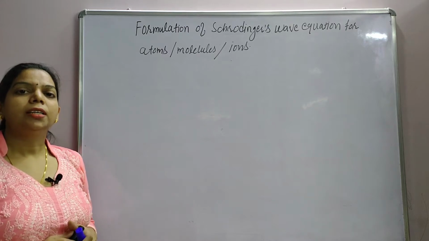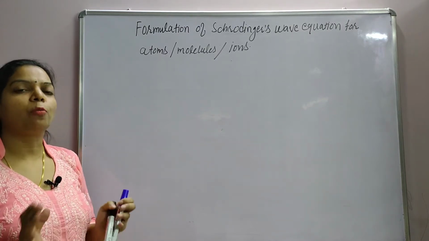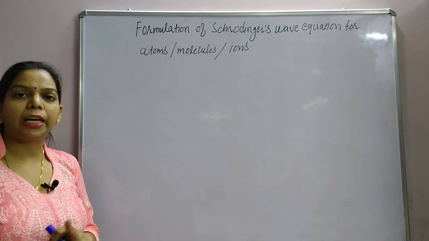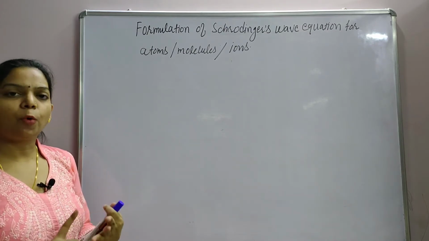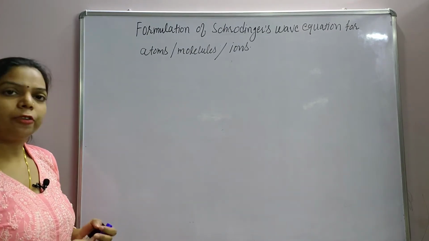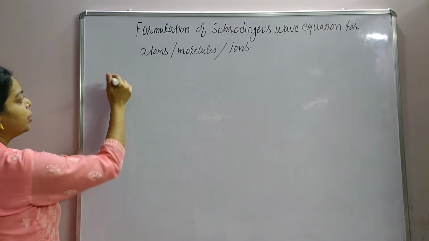Hello everyone. Let's learn today how to formulate a Schrodinger wave equation for any system, any atom, molecule or ion. So our first example is hydrogen atom.